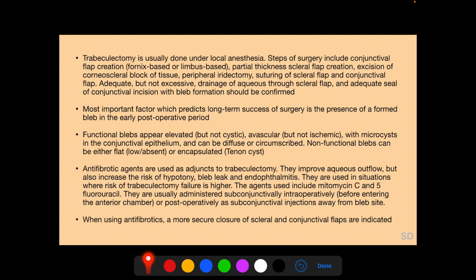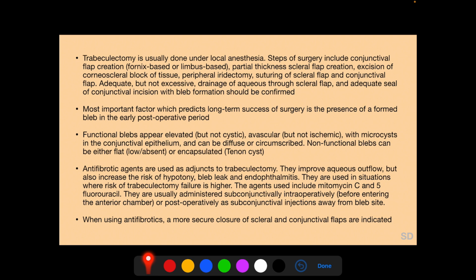Steps of the surgery include conjunctival flap creation, partial thickness scleral flap creation, excision of corneoscleral block of tissue, peripheral iridectomy, and suturing of the scleral flap and then the conjunctival flap. Adequate but not excessive drainage of aqueous humor through the scleral flap margins and adequate seal of the conjunctival incision with bleb formation should be confirmed at the end of the surgery.